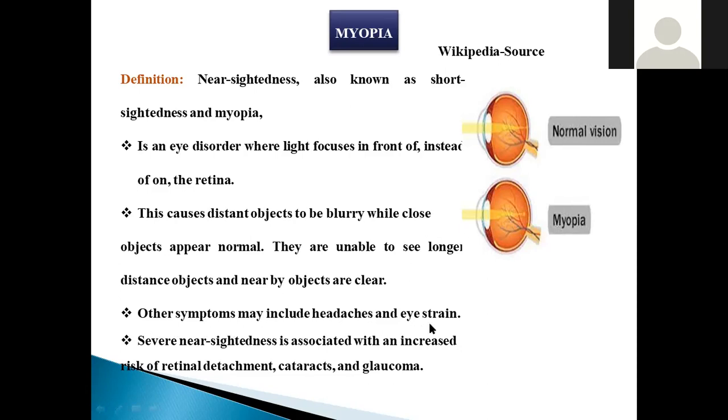headache is possible and eyes get strained because we have to strain more in order to visualize the object. That's why eye stress is possible. And if severe nearsightedness is present, that leads to retinal detachment. So the retina will not respond to the vision, and cataract is another disease, and glaucoma is another eye disorder which is generated. If this kind of defect continues for several days, there is a possibility of diseases like cataract, glaucoma, and retinal detachment. These are some other defects which are associated with myopia, right?